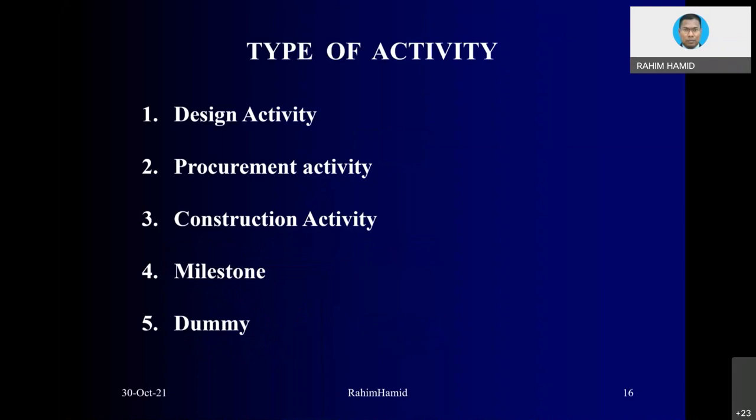And then type of activity could be many. In the project management scope, as I mentioned, we start with initiation, then the next activity could be feasibility. The next activity could be design, procurement, those kind of things, examples of activities. Okay, milestone we already cover, dummy. Okay, this is the dummy. Normally we put it in AOA diagram.